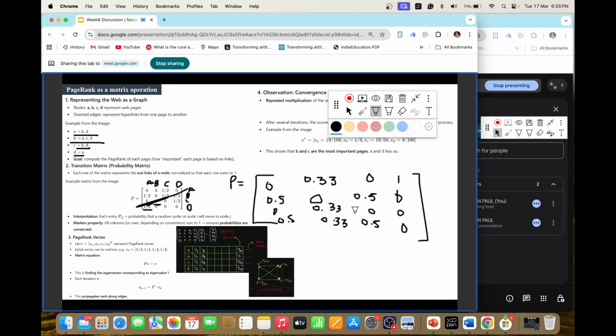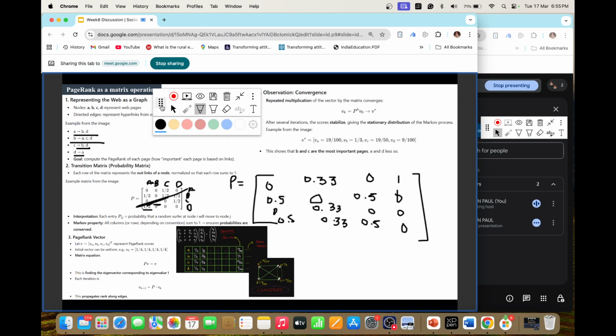Okay, and then you can just understand how it has been given, and what will happen after convergence, this VA will be 19 by 100, VB 1 by 3, VC 19 by 50 and VD 9 by 100. Okay, so that is how you have to understand it. Yeah, this is the thing.